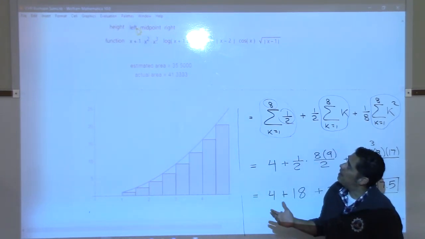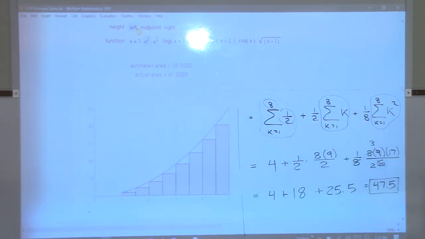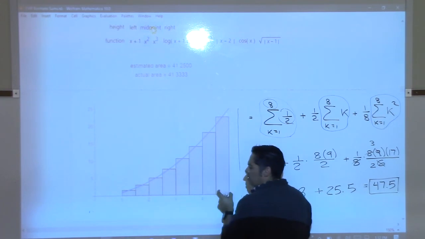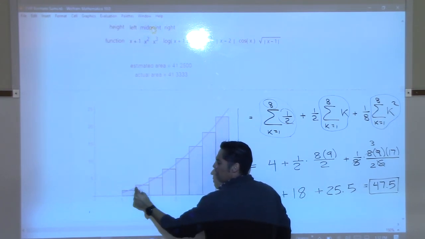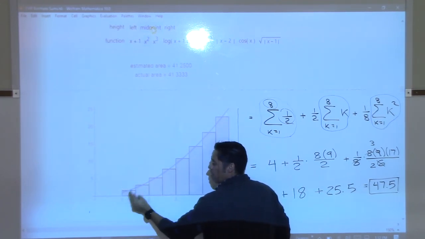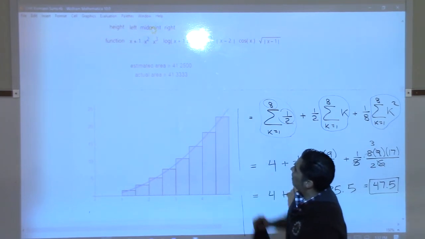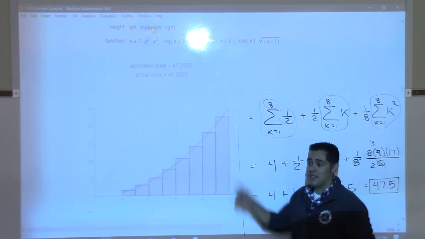Or I could do something else. I could instead of going to the left or right, I could go right in the middle. So I could go and say, here's our 8 rectangles. Instead of using the right end point and going up and over, or the left and up and over, I just go right in the middle of the interval, go up and out. Does that make sense? Yes, sir. And what would that estimate be? 42.5. That's even better, right?